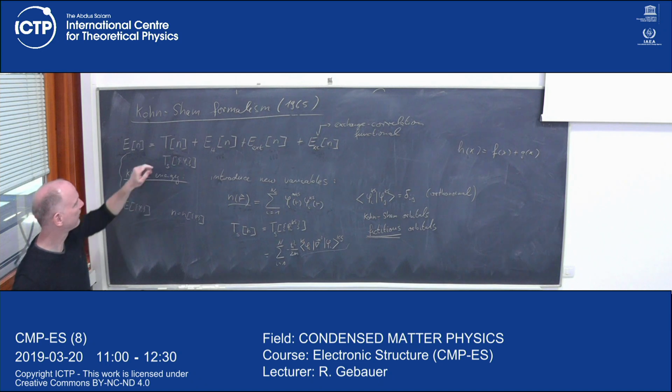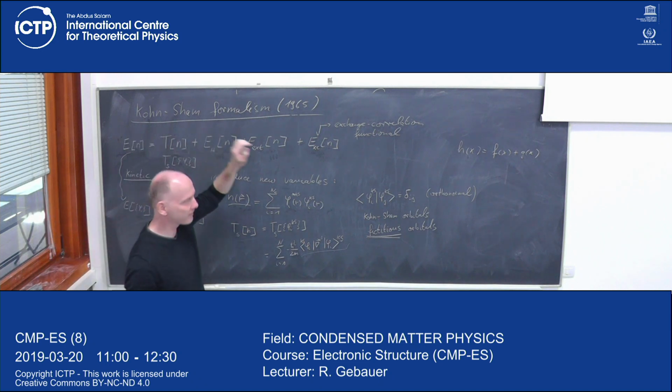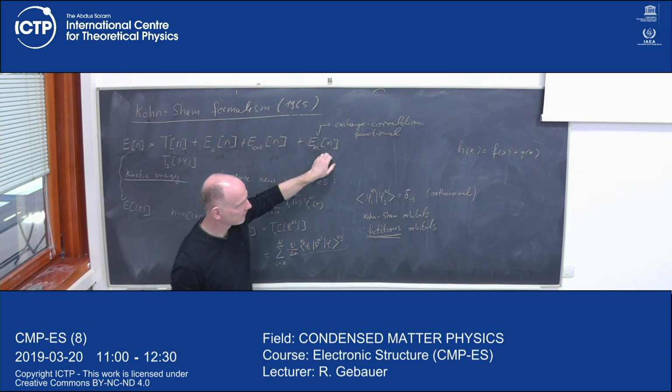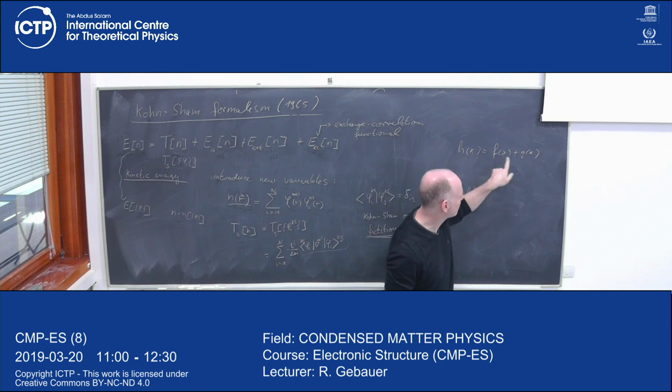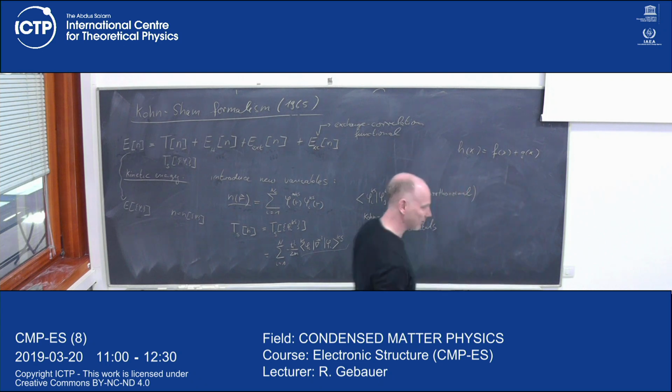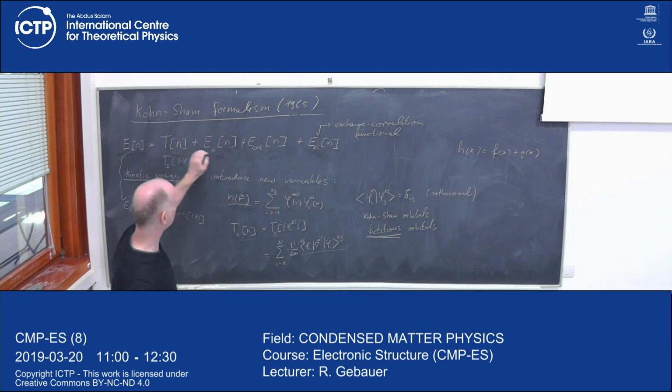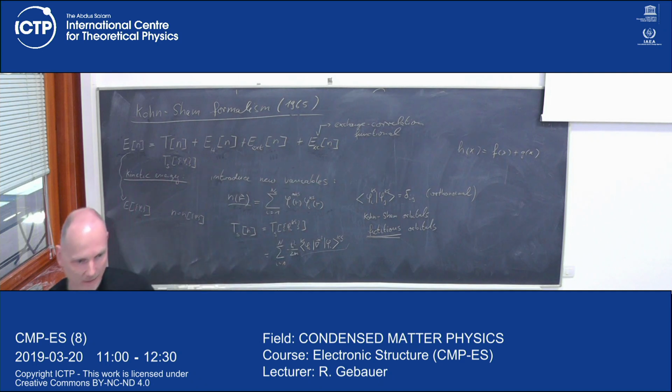Which terms appear? The derivative of this plus the derivative of this plus the derivative of this plus the derivative of this. Like if you minimize a function h with respect to x, the derivative is the derivative of f plus the derivative of g. So here you will have the derivative of this plus this plus this plus this. This is what I don't understand.